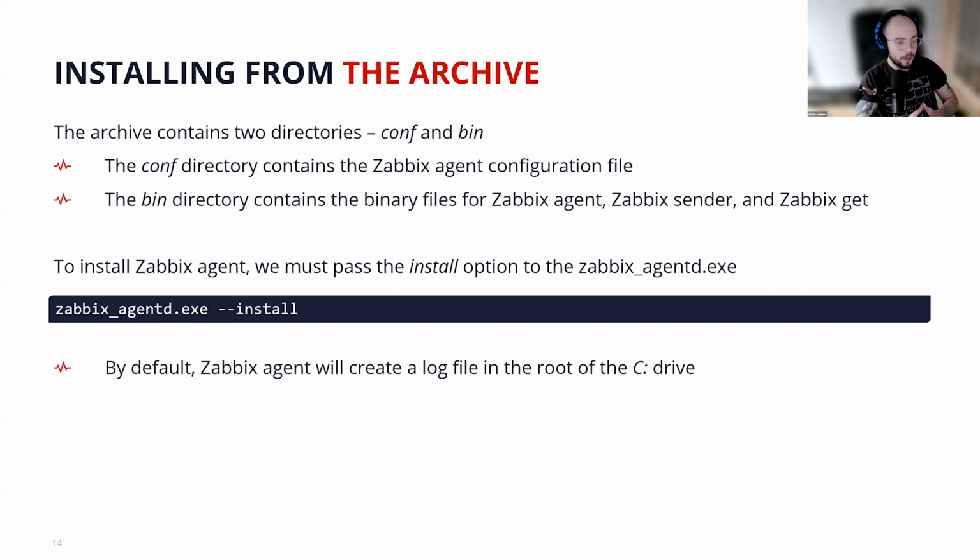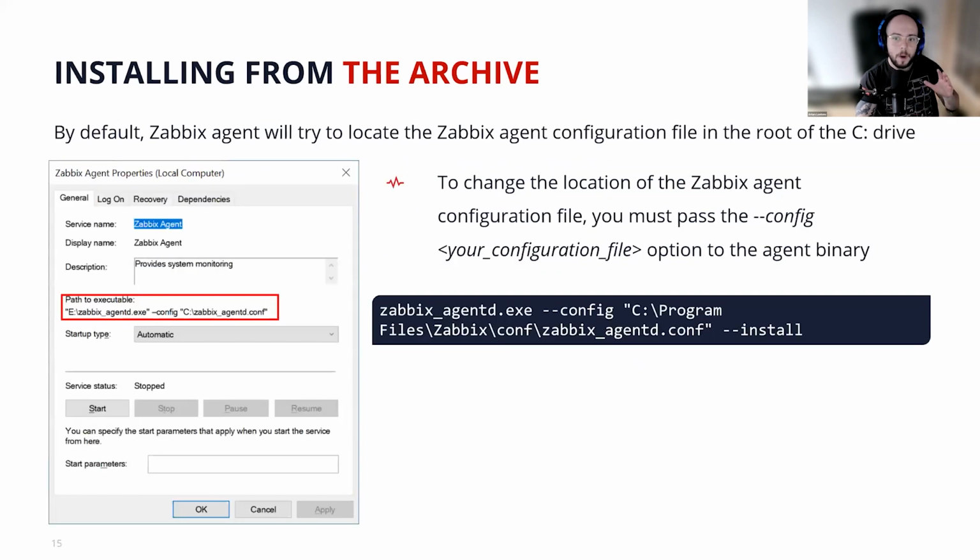So to install the agent, we have to open our command line and pass the install option to our agent binary. By default, the Zabbix agent will create a log file in the root of the C drive. So this is something that you don't want to miss out on. If you're thinking, where is my log file after I have installed my agent from the archives? It'll be in the C drive. By default, if you just pass the install option, it will also try to locate the Zabbix agent configuration file in the root of the C drive. And we can see it here. I have installed it. I can see that the binary file is in E drive, but it's looking for the config in the root of the C drive.